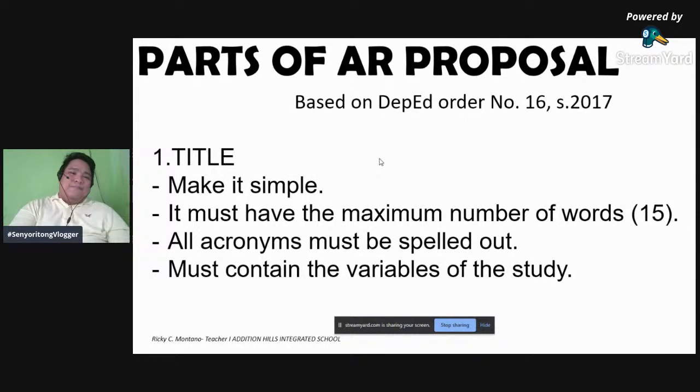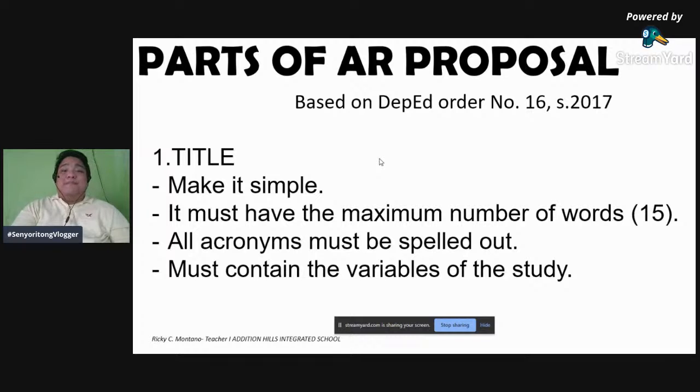All right, so parts of the AR proposal. This is the parts of the proposal. Maybe you have to take pictures of this because it's very important, if you are planning to propose a research. This is based on DepEd Order number 16, series of 2017. All right, so first you have the title. In the title, make it simple, as they have said. The simpler, the better, right?